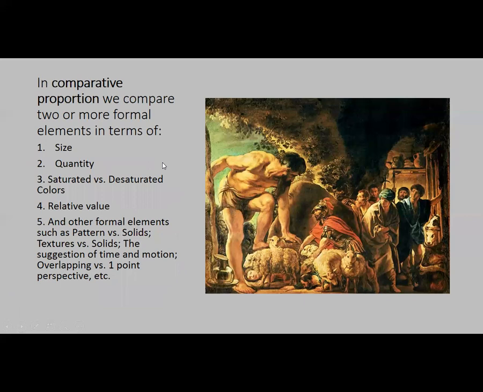So comparative proportion, we are not comparing things like objects and figures. We're comparing two or more basic formal elements in terms of size, quantity, saturated hues versus desaturated colors, relative value, and then other formal elements such as patterns versus solids, or textures versus solids, or the suggestion of time and motion versus stillness, or overlapping versus one-point perspective, etc., things like that.